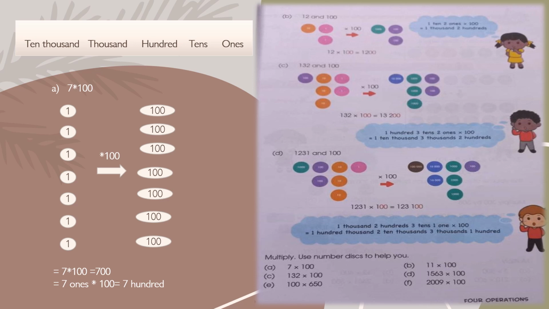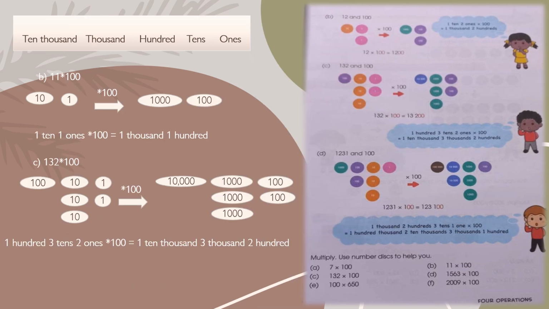Now we have a question in which we have to multiply choosing the number discs. In part A, we have to multiply 7 and 100. So 7 means that we have 7 ones. As you can see in the slide, we have 7 discs of 1 and they all are going to multiply with 100. So we have 7 discs of 100 and our resultant is 700. Means 7 ones into 100 is equal to 700.